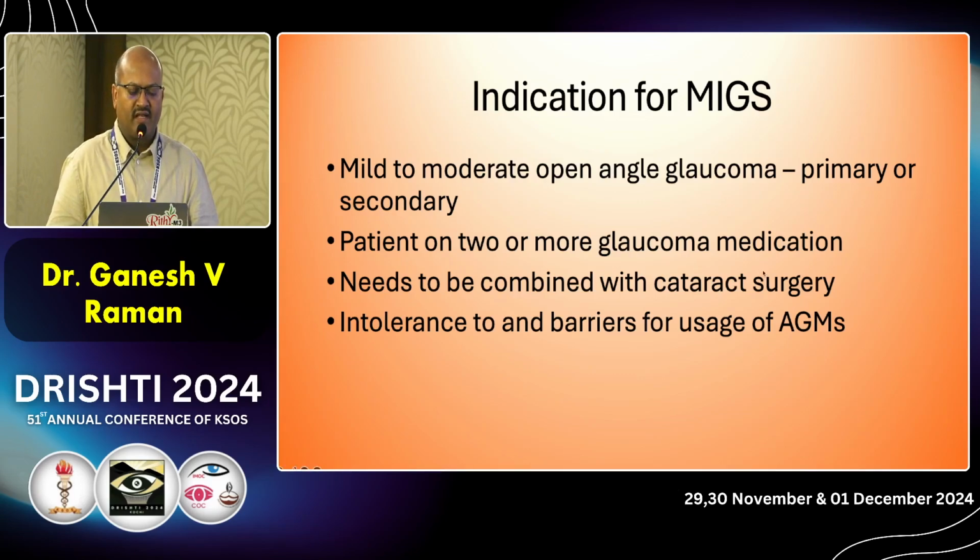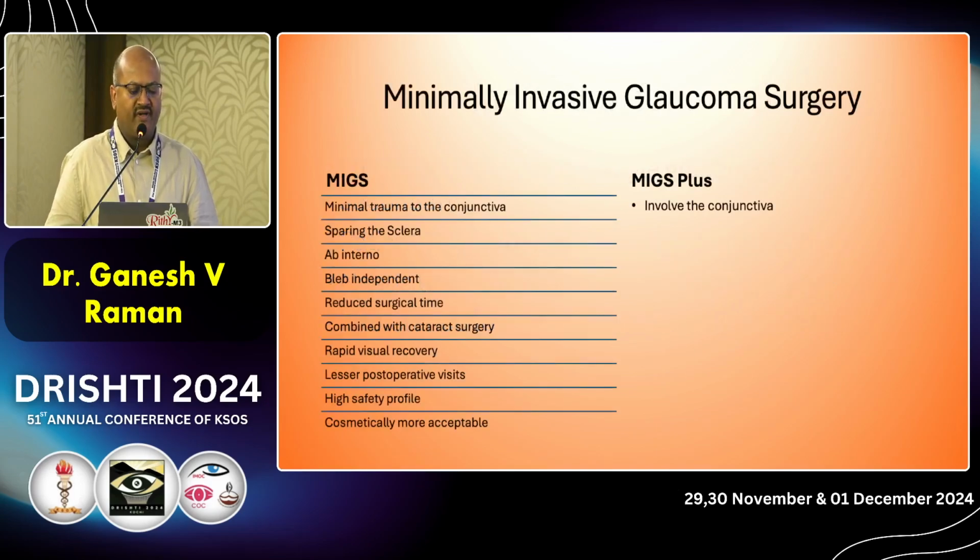It can be combined with cataract surgery, and it can be done individually also. And if the patient is not tolerant to glaucoma medication, or has some barriers to the usage of glaucoma medication, that's another indication. So the main advantage is minimal trauma to the conjunctiva. It spares the sclera also, because you don't touch the sclera, and that's a very important structure when you want to do a conventional glaucoma surgery.